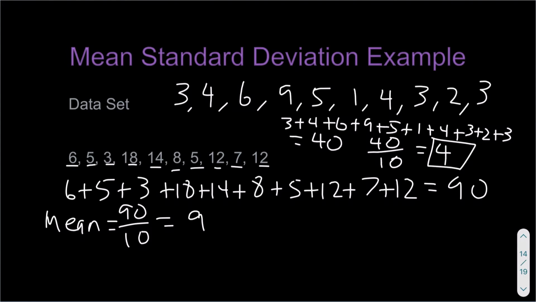Now this all might sound a little bit confusing, so I'll just go over what I just did. The first step to finding the mean standard deviation is finding the mean of the data set itself. And the mean is 9, we found here.